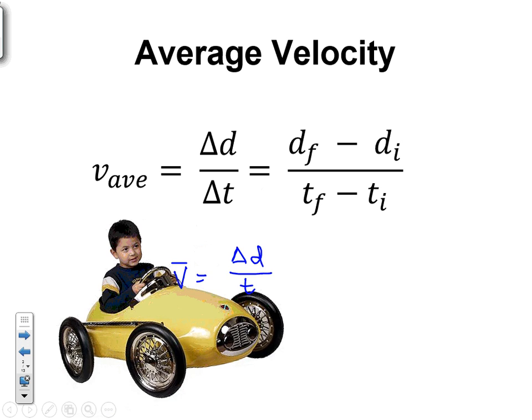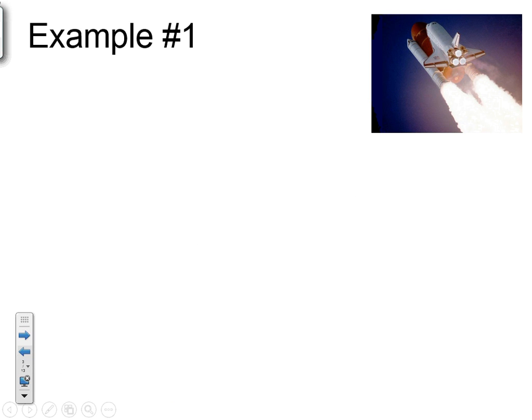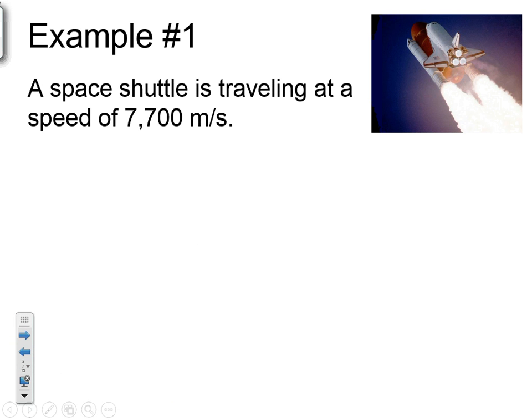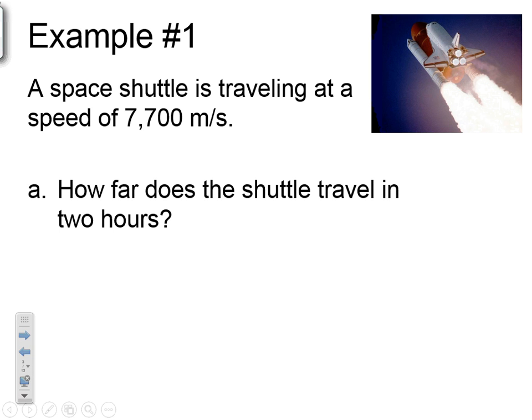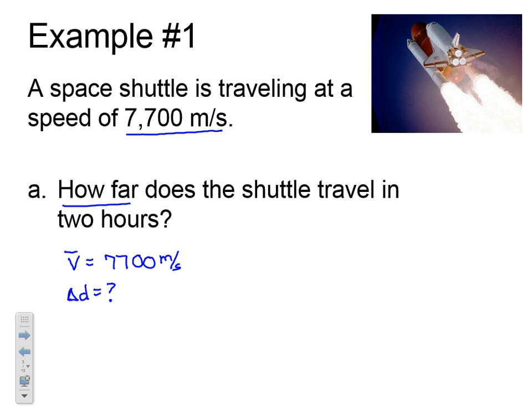So my first example problem is: a space shuttle is traveling at a speed of 7,700 meters per second. How far does the shuttle travel in 2 hours? The first thing to realize is that this speed is not changing, so we have an average speed of 7,700 meters per second. We want to find delta d. I put a question mark instead of an x because we have so many variables. And how far does it travel in a time period of 2 hours?